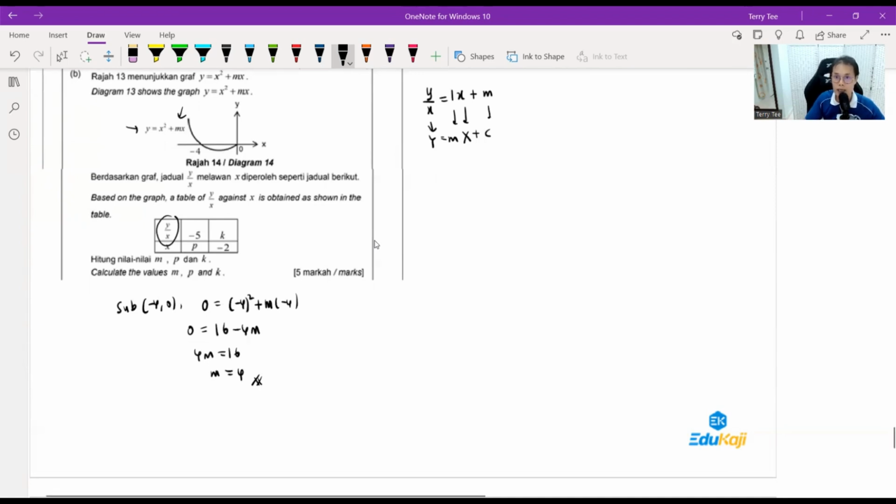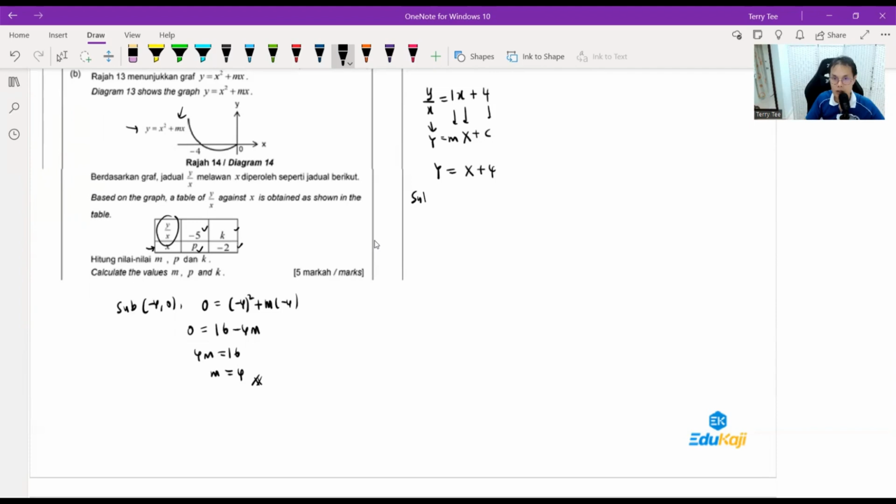So if my m is now 4, my straight line is now y equals x plus 4. So we already know that the gradient is 1. Now, why do I convert to this one? Because I want to find the value of p and k. This one is a bit tricky here because your x is written below, y written on top. Most of the time, we write x on top, y below.